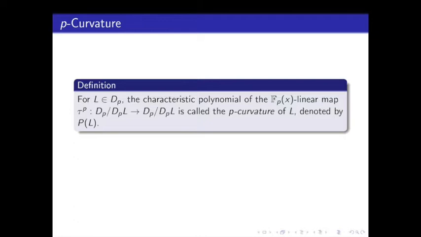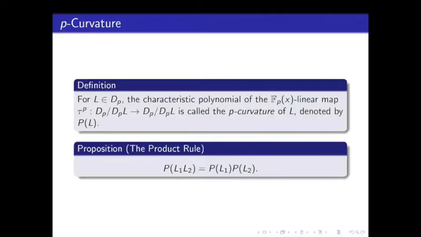Okay, it has an important property, which I call the product rule. If we have two operators, then the p-curvature of their product is the product of their p-curvatures. This is why we find p-curvature a powerful tool for factoring operators.